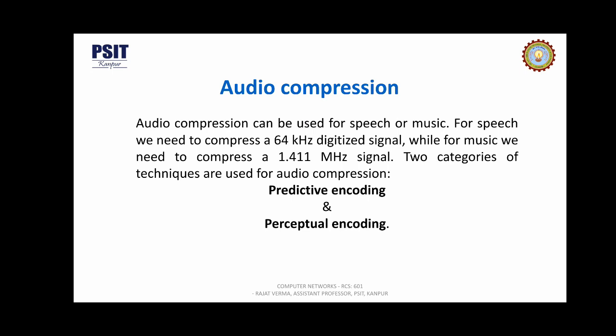Now moving on to the second aspect of today's lecture, that is audio compression. Audio compression can be used for speech or music. That means for speech we need to compress a 64 kilohertz digitized signal, and for music we need to compress a 1.411 megahertz signal. Now, two categories of techniques are used for audio compression. The first one is predictive encoding, and the second one is perceptual encoding, that we'll be discussing in the next slides.